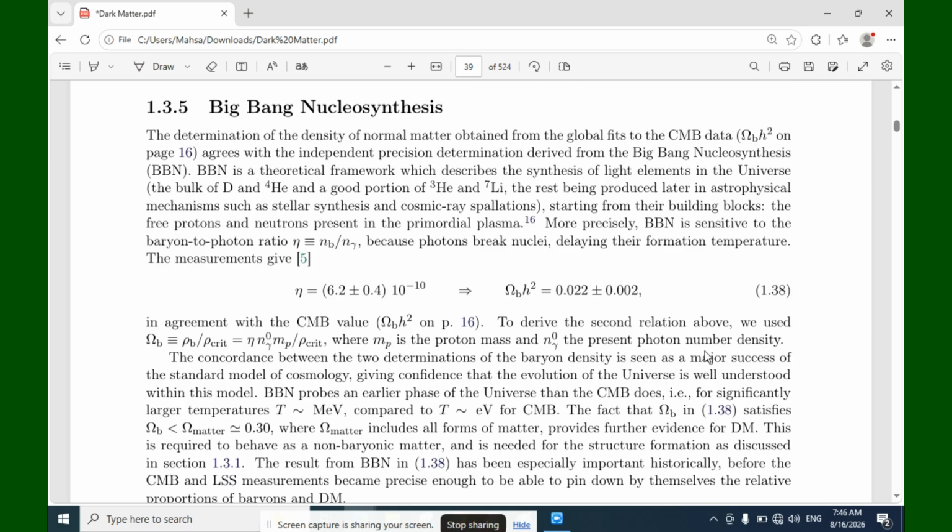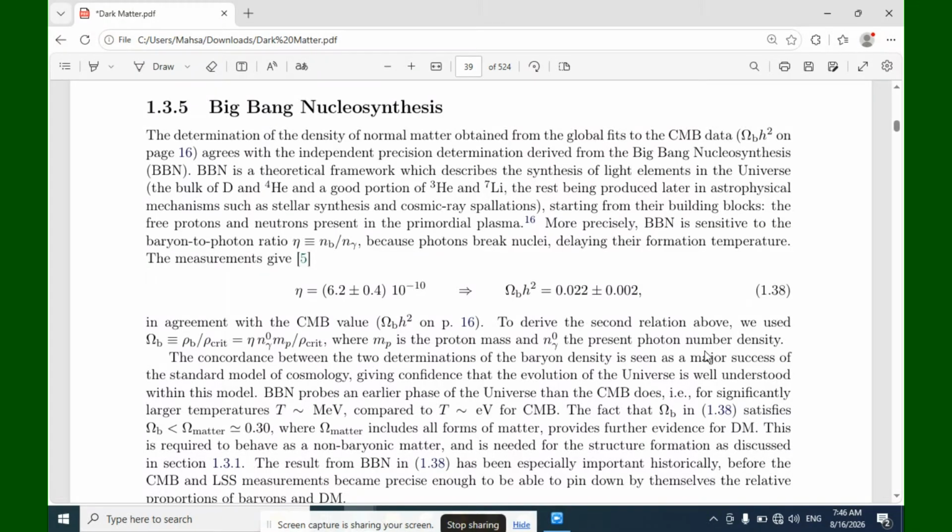Big Bang nucleosynthesis is a theoretical framework which describes the synthesis of light elements in the universe, the bulk of D and helium-4 and a good portion of helium-3 and lithium-7, the rest being produced later in astrophysical mechanisms such as stellar nucleosynthesis and cosmic ray spallation, starting from their building blocks, the free protons and neutrons present in the primordial plasma.